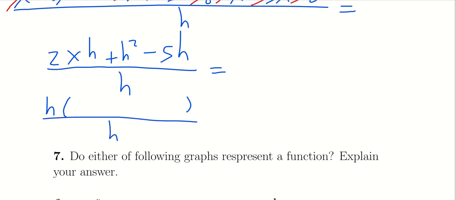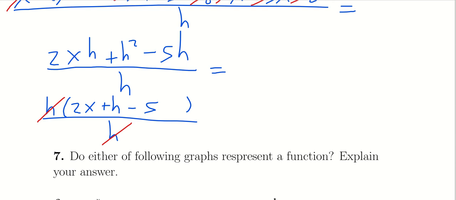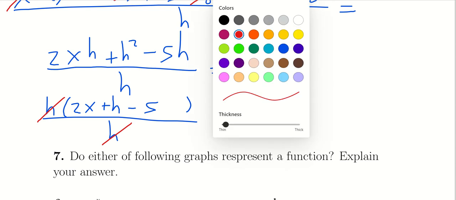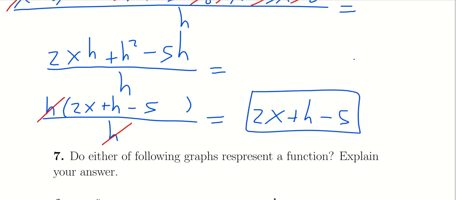If we factor an h out from the numerator, we're left with 2x plus h minus 5. And then here the h's cancel, and we get our final answer, 2x plus h minus 5.